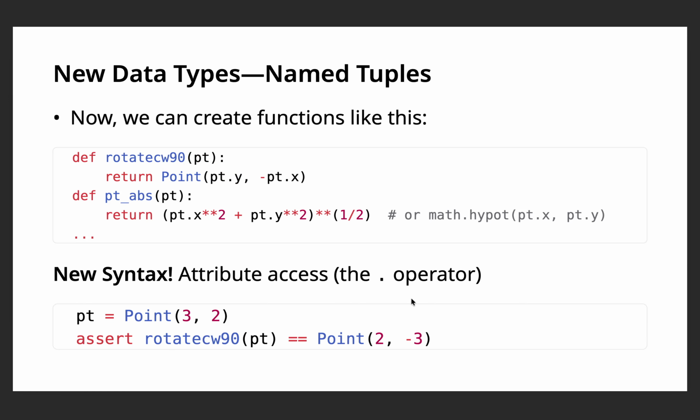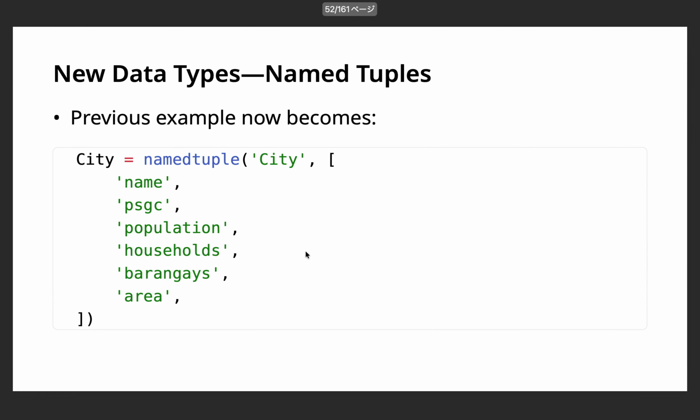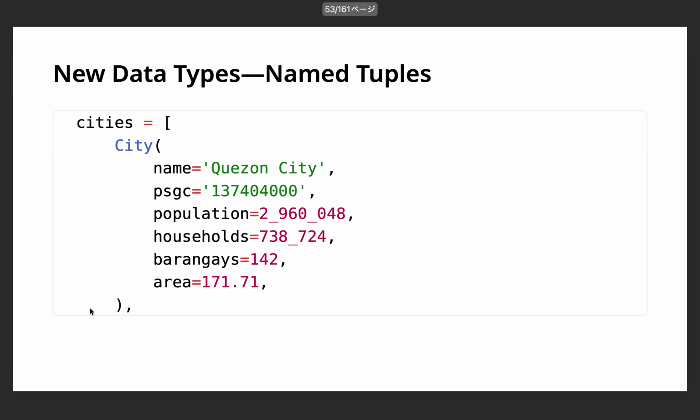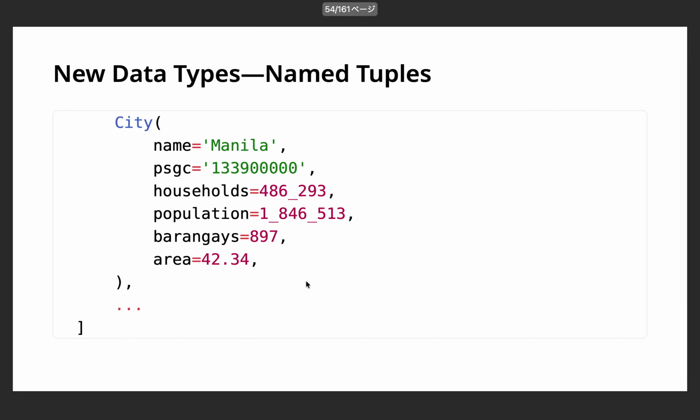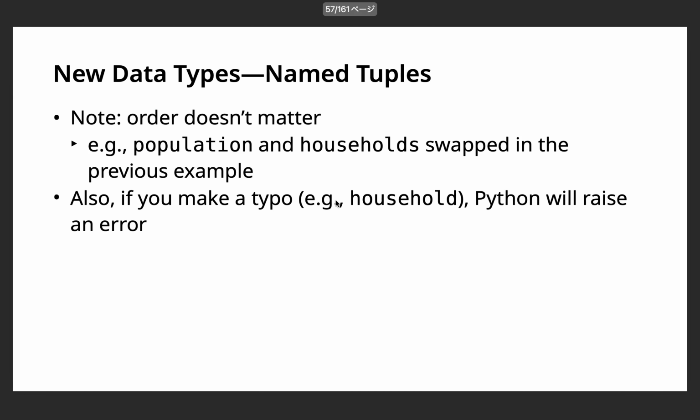Okay? So if we go back to the city example, instead of using a dictionary, we can now have a named tuple. So if we use a named tuple, the name is City, then these are the fields that it should have. So now each of those cities is defined like this. So a city which has these fields over here. Note that again, the order doesn't matter.